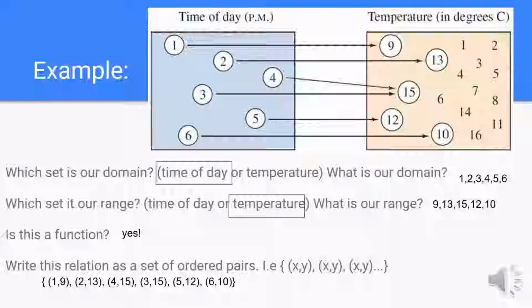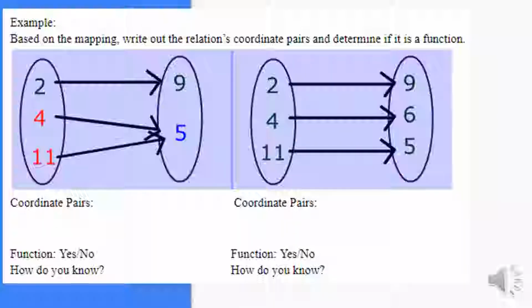The order doesn't matter. So let's look at the example on the left. We see (2, 9), (4, 5), and (11, 5). Again, all of our x's are matched. In this case, there's no place where a y is not matched. We don't have a place where one x goes to two y's, and we do have a place where two x's go to one y.